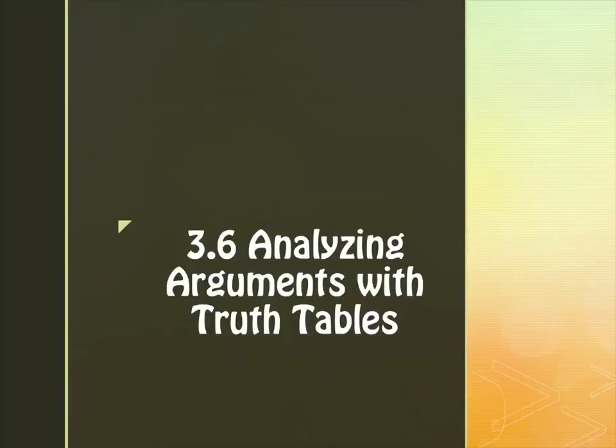All right, in section 3.5, we looked at analyzing arguments with Euler diagrams, okay? It was kind of an aside to what we've been doing. In this section, we're going to look at analyzing arguments with truth tables. And we've been talking about truth tables in sections 3.2, 3.3, and 3.4, especially 3.2 and 3.3, actually. So we're going to go back to truth tables here.